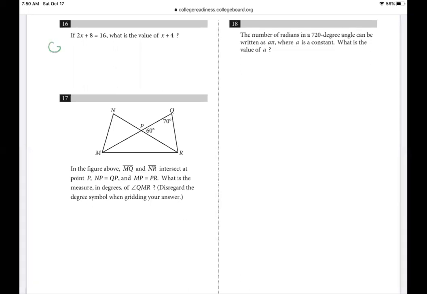So we have GCF for 16. We have all 3 angles in a triangle add up to or have a sum of 180 degrees. And for number 18, pi radians equals 180 degrees. So I would encourage you to pause now and try these 3 problems if you haven't already done so, and then we'll go through them in more detail.